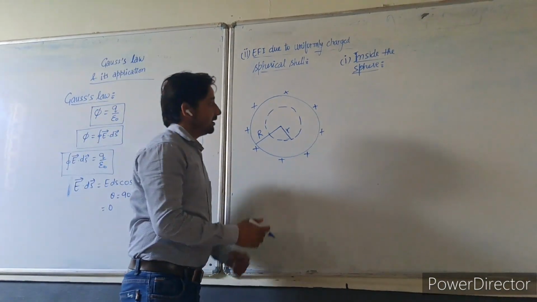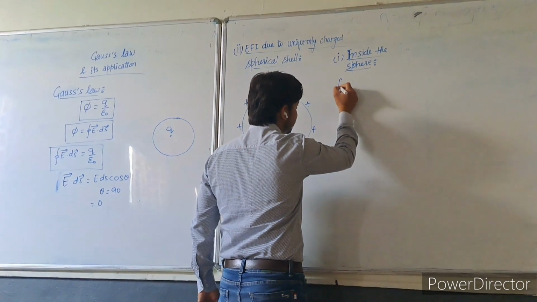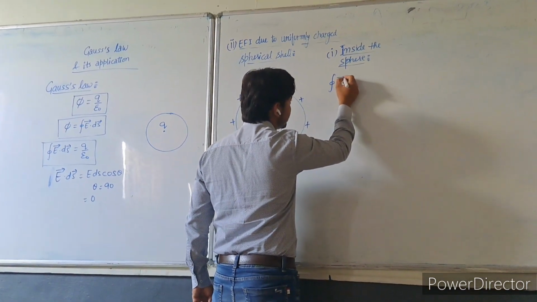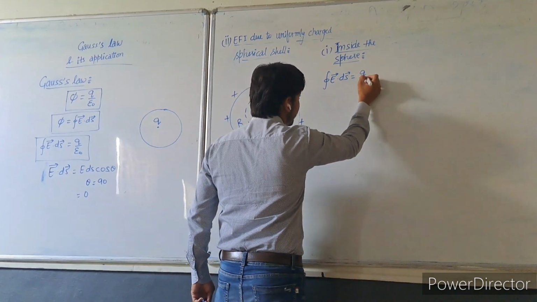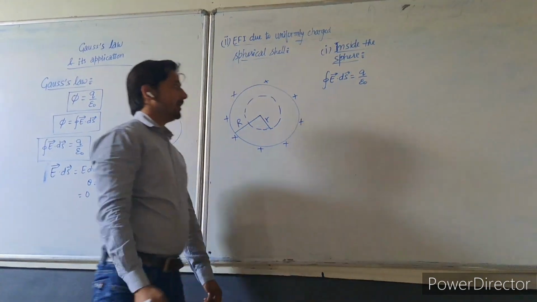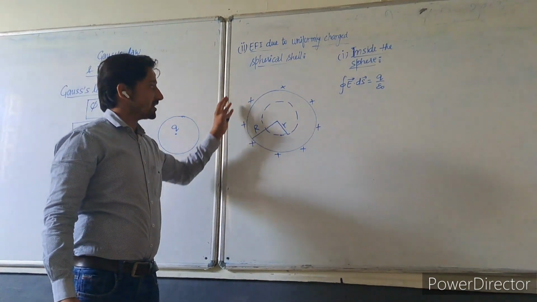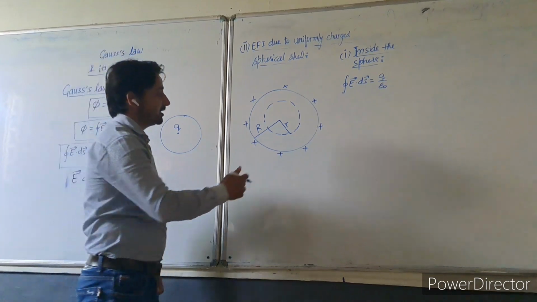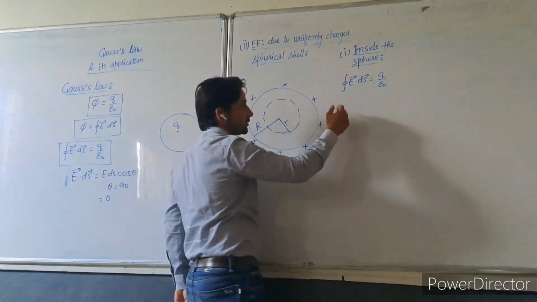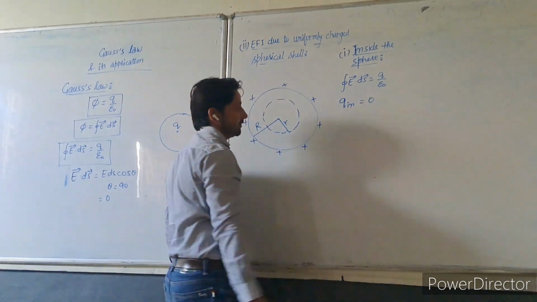First of all, we will use Gauss law, and Gauss law is closed integration of E dot ds equals Q by epsilon naught. Okay, now as you can see that the whole charge resides on its outer surface. The charge inside this sphere is 0. Q inside equals 0.